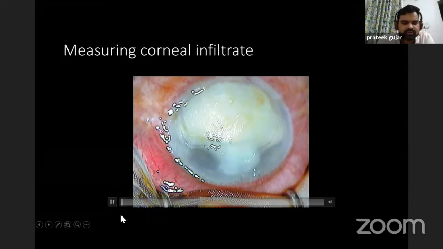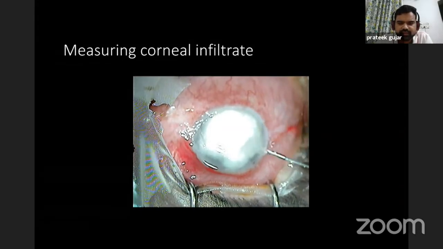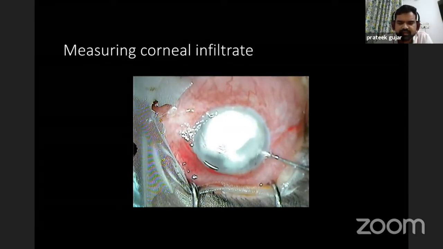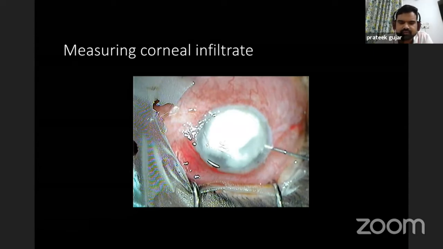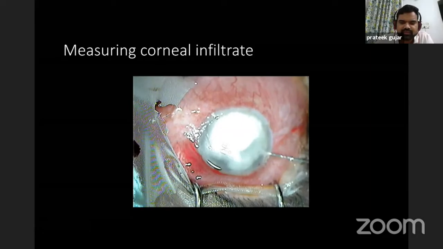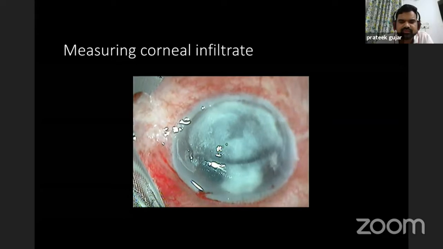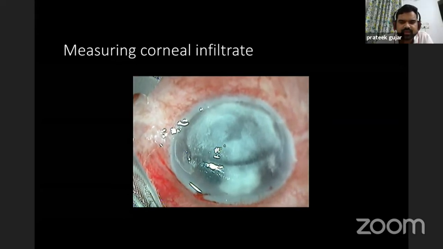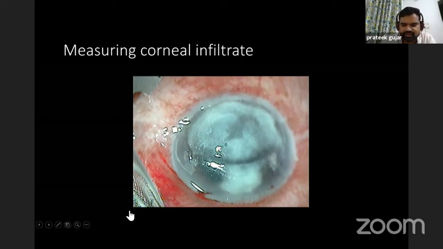So what I usually do in these cases is make a paracentesis and wash the anterior chamber with balanced salt solution. Once we wash all these exudates from the anterior chamber, we can judge the actual size of the infiltrate, and then we can make our decision on the refined size, like in this case.